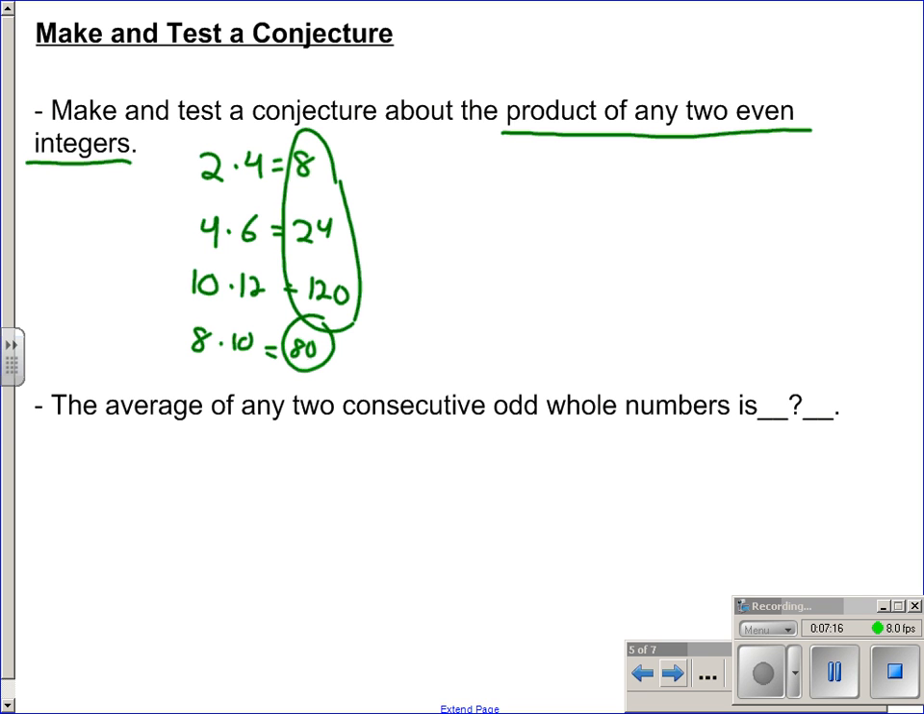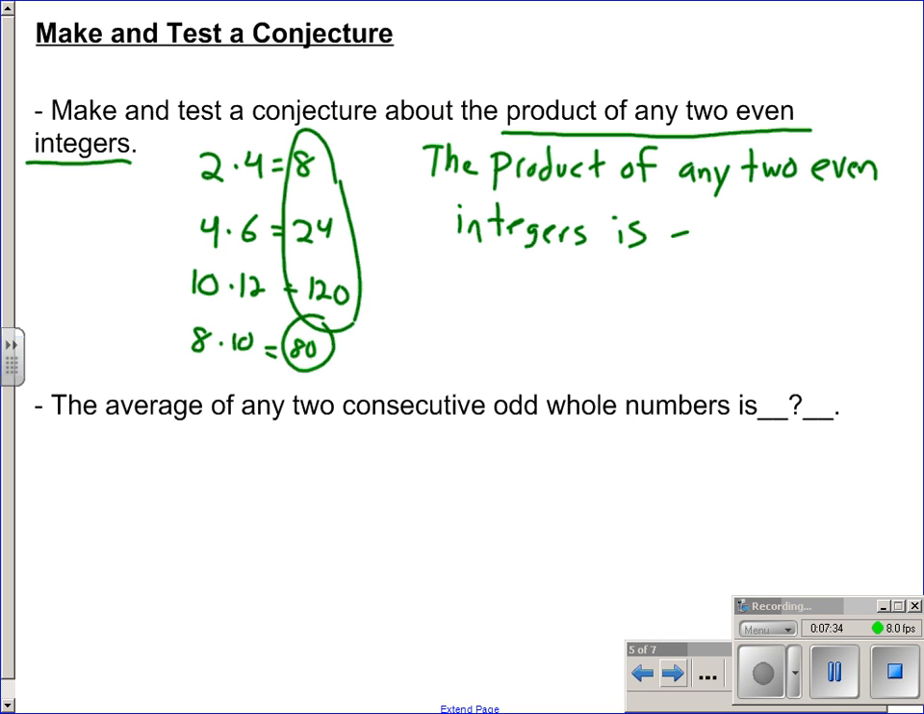So, our conjecture: the product of any two even integers is even. We didn't get an odd answer, and I don't think we're going to. So you could try to come up with a counterexample, but you're not going to with this. This is the conjecture.